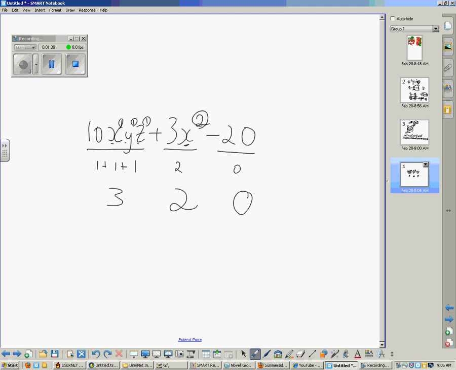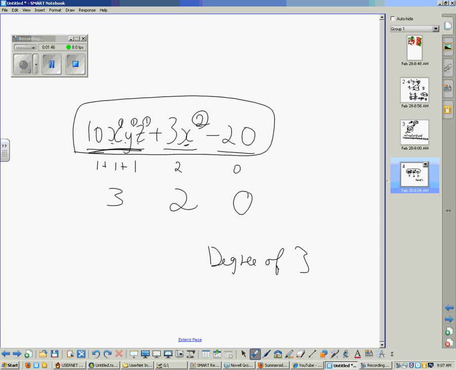So if we look at those 3 terms individually, we have a degree of 3, a degree of 2, and a degree of 0. And when stating the degree of the entire trinomial, and that's what the question was asking you, state the degree of the polynomial, the degree is 3. Degree of 3. We simply look at the term that has the highest degree, and the whole trinomial becomes that.